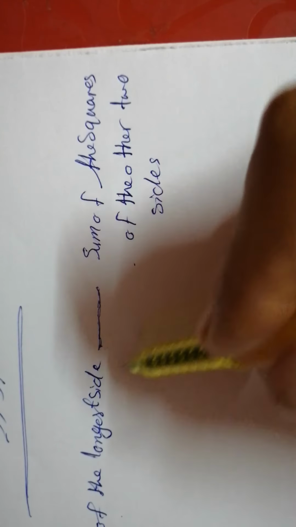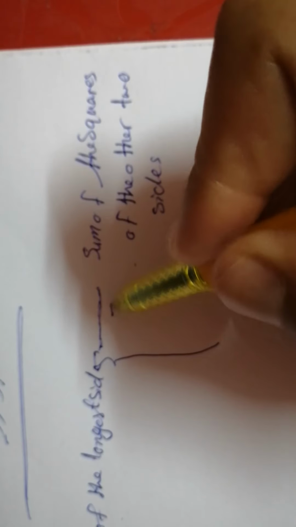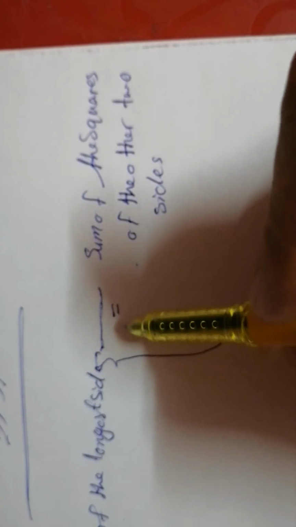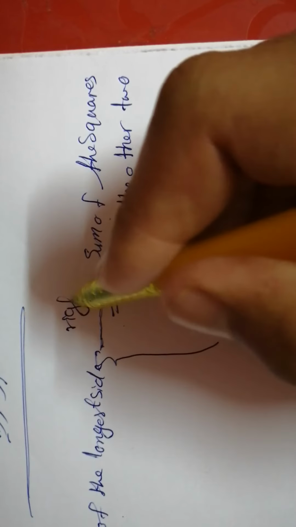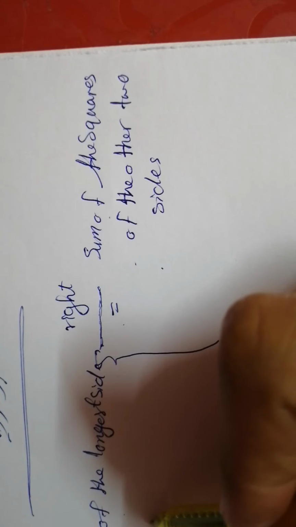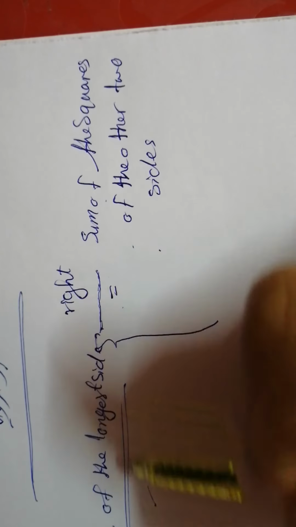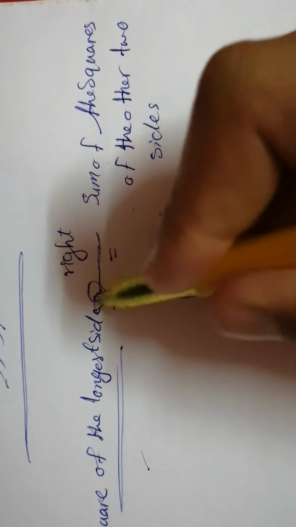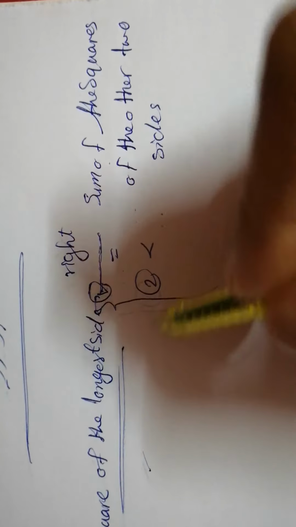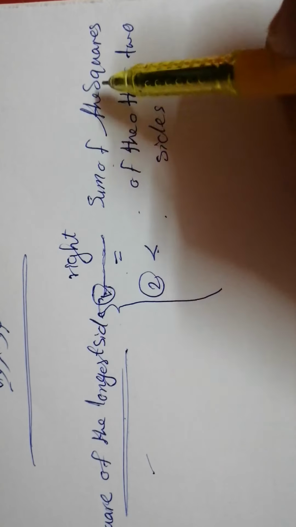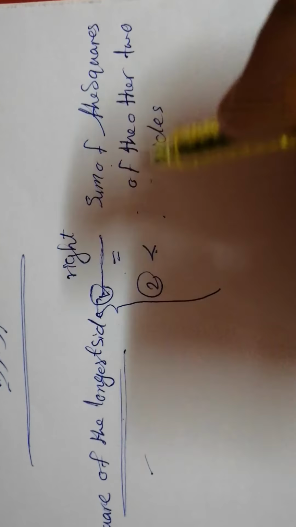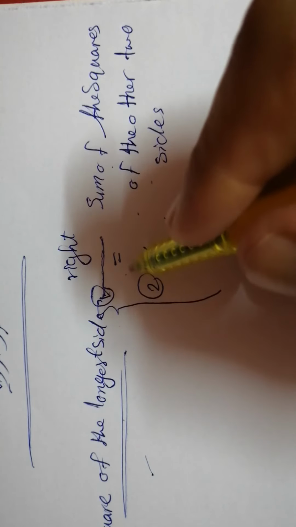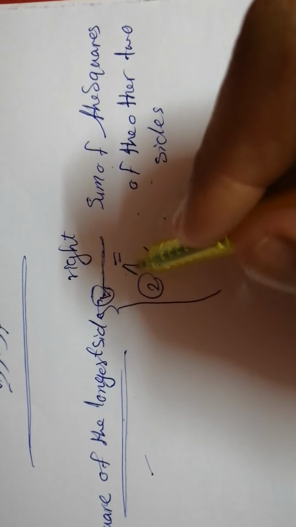We have three types. If it is equal, the square of the longest side equals the sum of the squares of the other two sides, so it's a right angle triangle, and the longest side is known as the hypotenuse. Number two, if the square of the longest side is less than the sum of the squares of the other two sides, then it's an acute angled triangle.